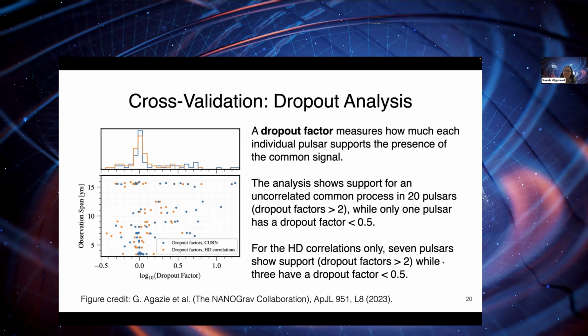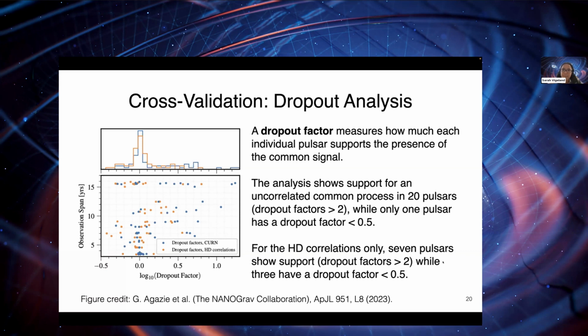The Bayes factor between these two models is called the dropout factor, and it's shown here in the plot on the left. Each dot represents a different pulsar, and they're broken down in terms of their total observing span.